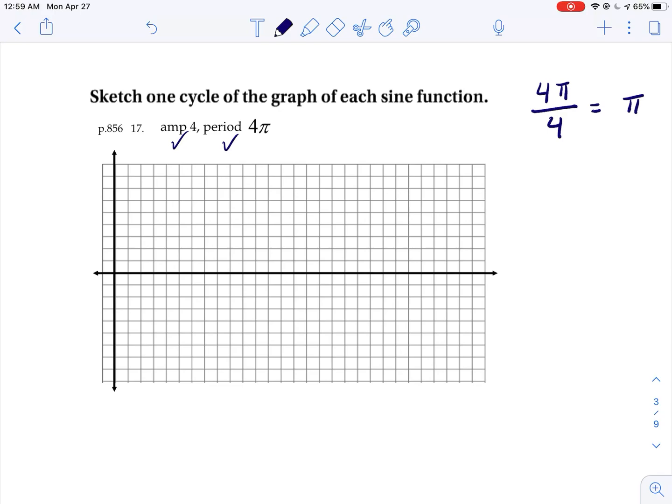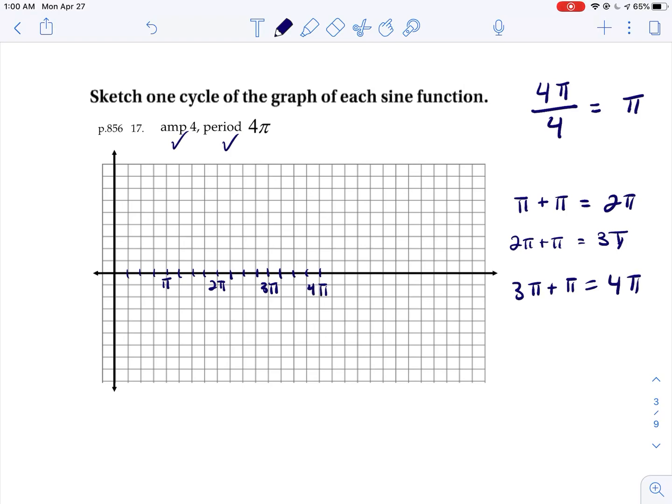So I have a lot of space on this graph, so I'm going to put every 4 boxes a pi. Okay, so 1, 2, 3, 4 pi. 1, 2, 3, 4. Now what is that? Well, that's pi plus another pi. That's 2 pi. 1, 2, 3, 4. That's 2 pi plus another pi. That's 3 pi. So we label that with 3 pi. And 1, 2, 3, 4. That's 3 pi plus another pi is 4 pi. By the time you get to the 4th measurement, that is where your curve is going to end.